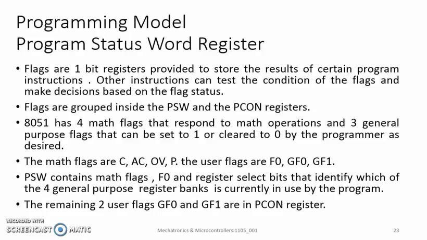8051 has four mathematical flags which respond to mathematical operations, and there are three general purpose flags that can be cleared or set by the programmer whenever required. The mathematical flags are the carry flag, auxiliary carry flag, overflow flag, and the parity flag, whereas the user flags are F0, GF0, and GF1. PSW contains the math flags, F0, and the register select bits that identify which of the four general purpose register banks is currently used by the program. The remaining two general purpose flags, that is GF0 and GF1, are stored in the power control register.